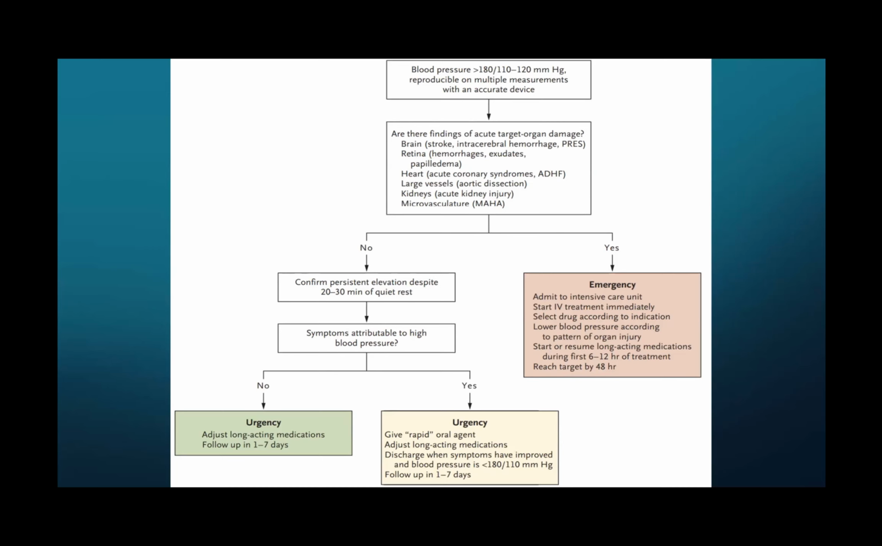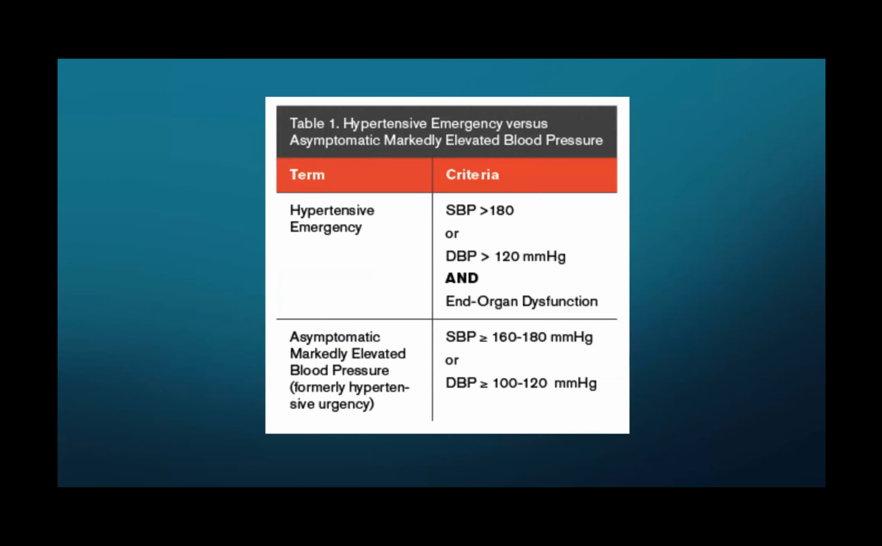In fact, these patients can definitely be managed with oral antihypertensives. They can either be managed in an inpatient setting, in an observation unit, and sometimes even in an ambulatory setting, as long as you can have close outpatient follow-up arranged for them. So again, this is categorizing hypertensive emergency and hypertensive urgency, what it was formerly called, or now it's just called asymptomatic markedly elevated blood pressure.